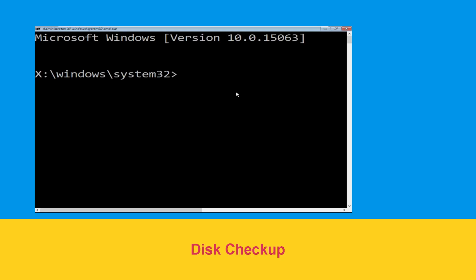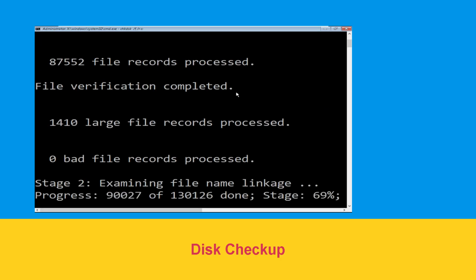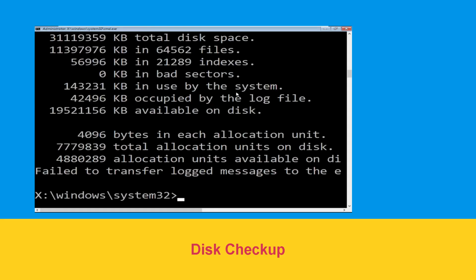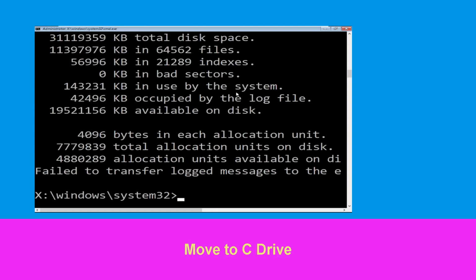Now type chkdsk /f /r c: and hit enter. Then we need to wait for some time to complete the process. Once done, move to the next step. Now type c: and hit enter.